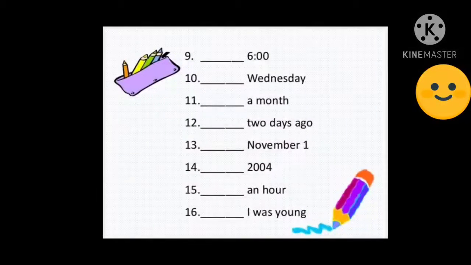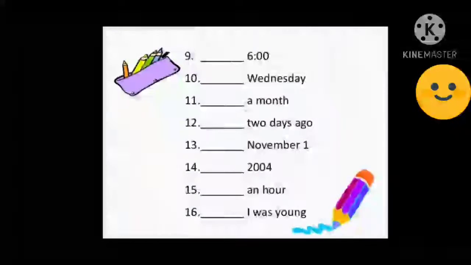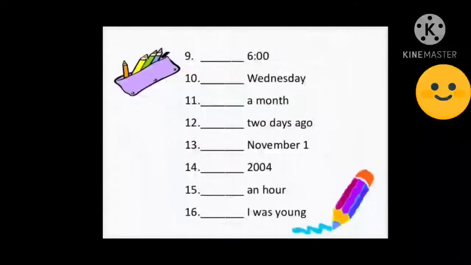Next, 6 means 6 p.m. or 6 o'clock. So since 6. Since Wednesday. For a month. For 2 days. Since November 1st. Since 2004. For an hour. Since I was young. So if you practice this kind of models, you will perfect yourself in the use of for and since.